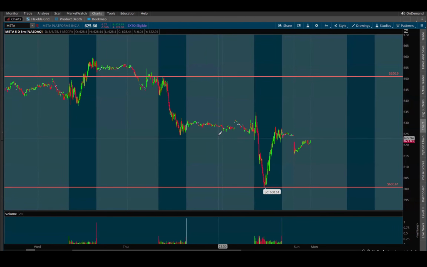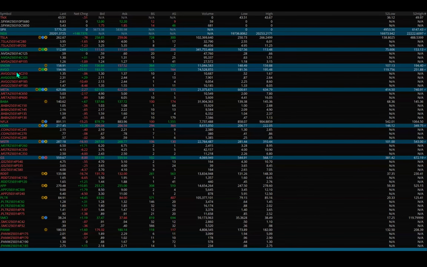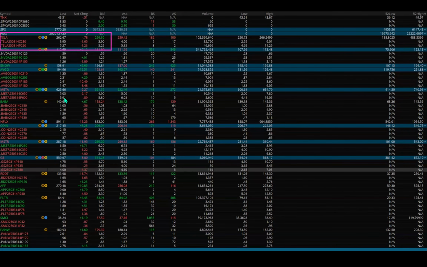And again, when we look at the actual watch list itself, what am I doing? Essentially, I'm just taking the stocks and matching up the correct contracts with each ticker, the same way that we just did in the video. Here's Tesla, 280 calls, 250 puts, very simple. And then the same thing here for Meta, right? We have the 650 calls, 600 puts.